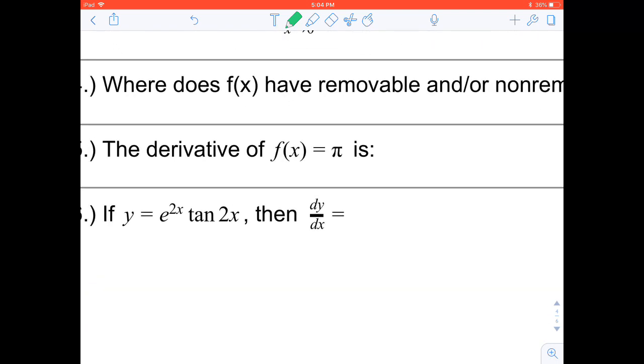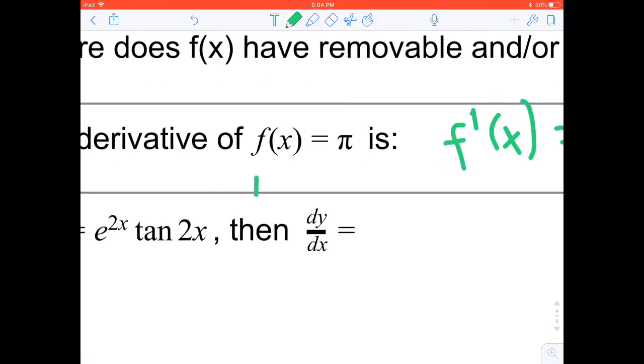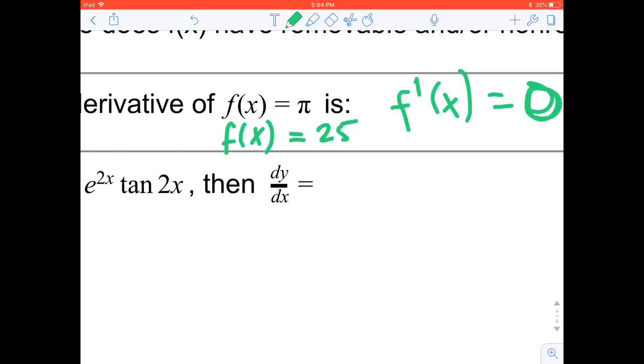25, derivative of f of x equal to pi. Remember, pi is a number, 3.14159 and so on. Anyways, derivative of any number is 0, right? Any number. Pi is still a number, so derivative of that is just going to be 0. If I gave you f of x is equal to 25, derivative is going to equal 0, okay?